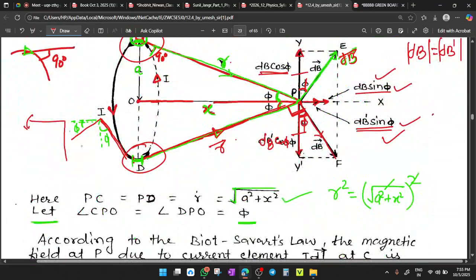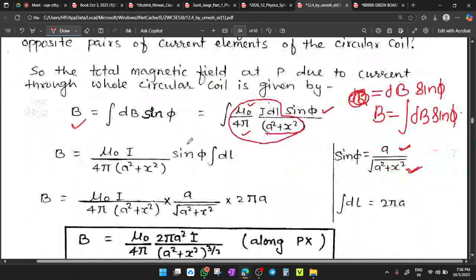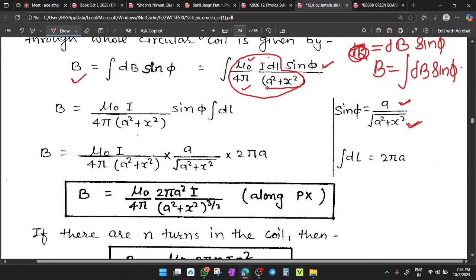Look here in the diagram. This is angle phi. So sin phi is equal to perpendicular, which is a, and hypotenuse, which is r. r means under root a square plus x square. So sin phi is equal to a upon under root a square plus x square. Clear? So place the value of sin phi.